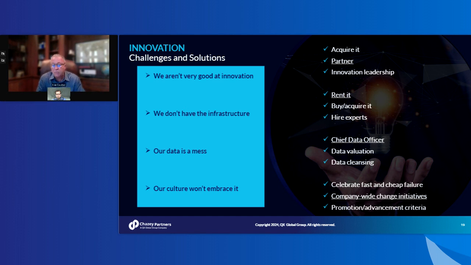Data, every enterprise's data is a mess. Join the party, right? So get started, hire a chief data officer, have your data valued, begin the process of cleansing and master data. I was talking about data for AI literally 12 years ago, and its importance has only gone up since then. And then culturally, company-wide change initiatives are going to have to be the order of the day.